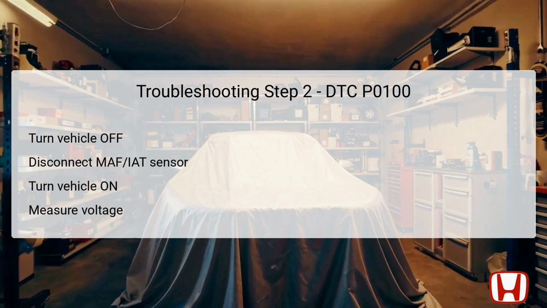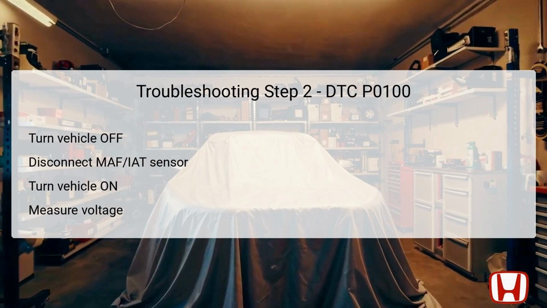Step 2 involves checking the voltage supply to the MAF sensor/IAT sensor. Start by turning the vehicle off completely to prevent any electrical shorts. Next, disconnect the MAF sensor or IAT sensor 1 by removing its 4-pin connector. With the connector removed, turn the vehicle back to the on mode without starting the engine.